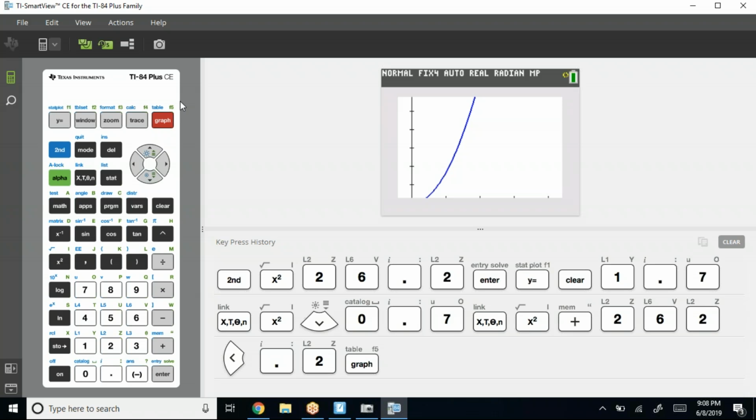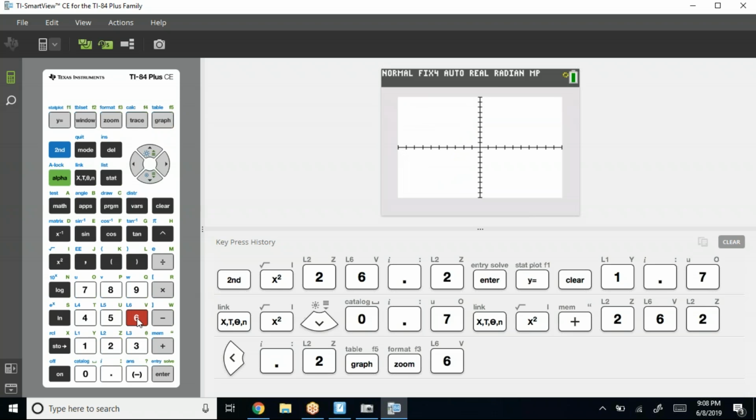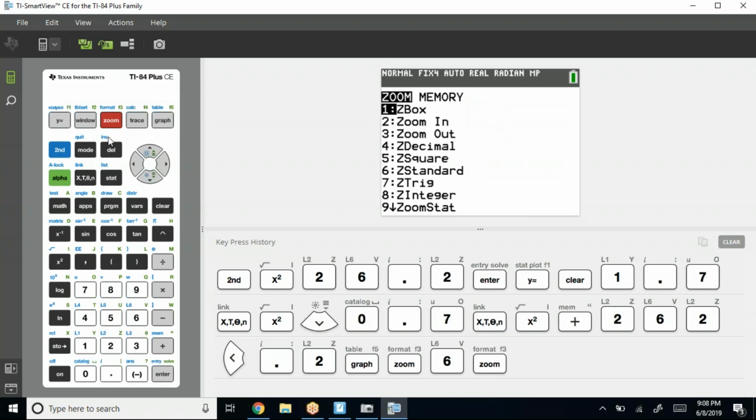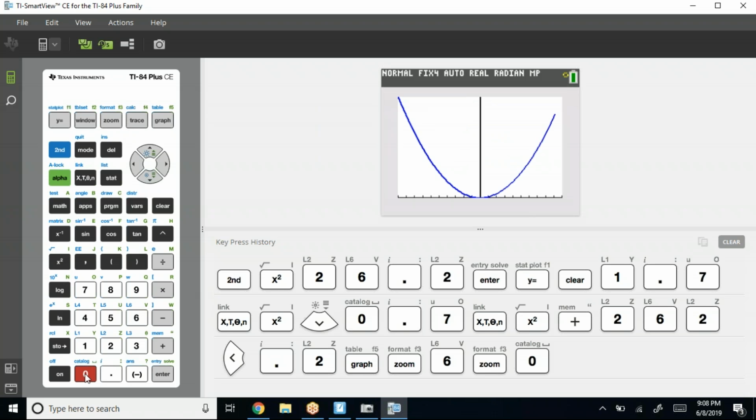I don't know what my limits are for my graph on my screen, but I'm just going to start out. It didn't intersect where I could see, so I'm going to hit zoom 6, and then I'm going to do zoom 0. And that should show both of them. Okay. Now you see that they intersect over here on the left-hand side as well as the right-hand side.